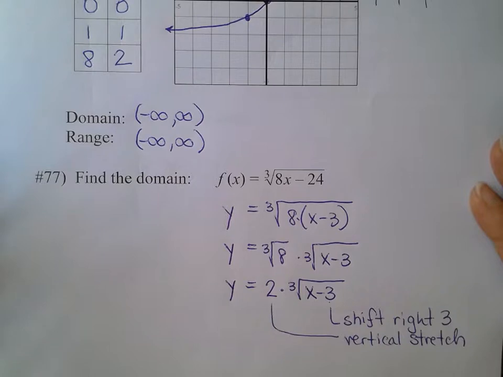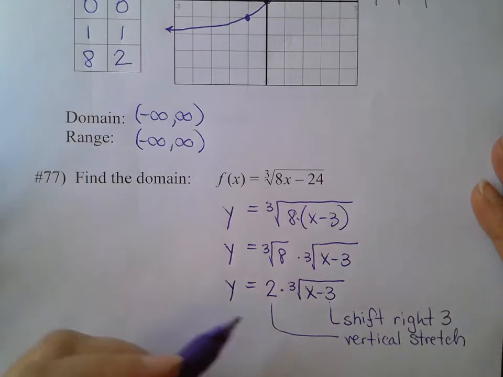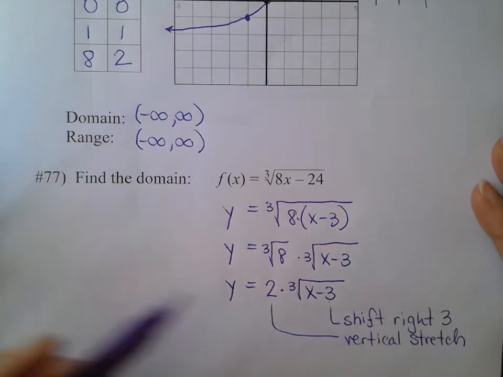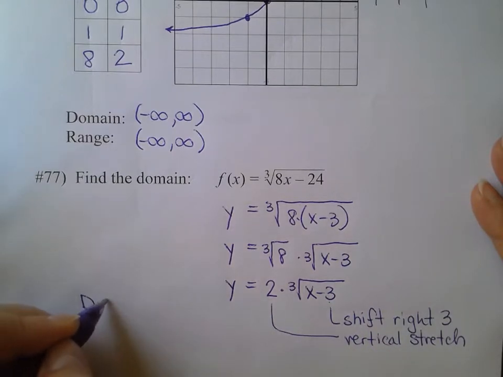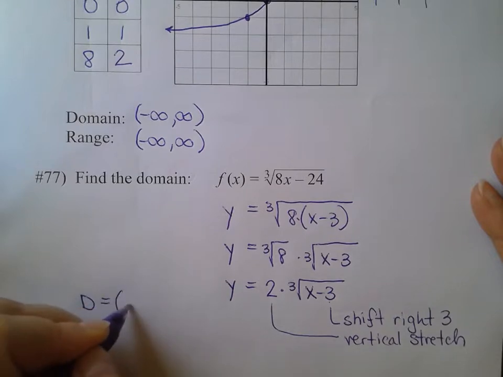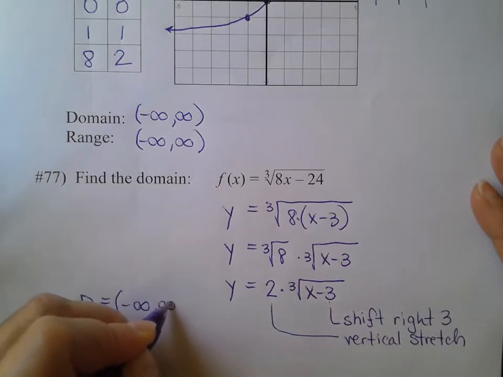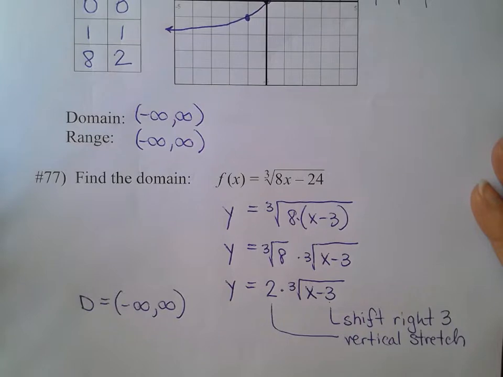Are either of those going to do anything to the domain? The answer is no, right? So it's good to have a mental picture of what the graph would look like, but the domain for this cube root is still going to go from negative infinity to infinity. And the same would be true for the range.